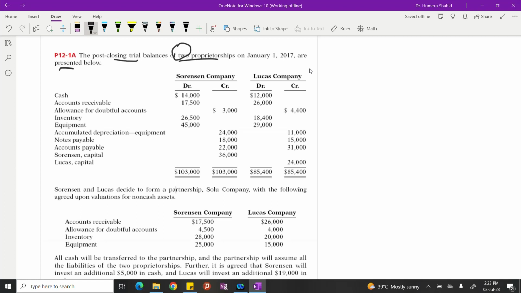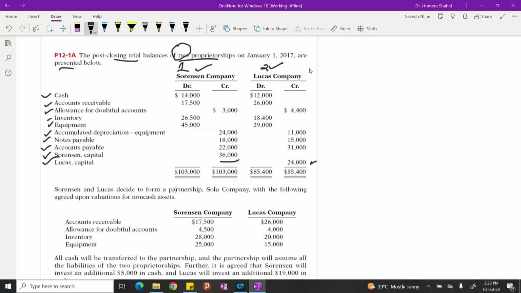This is Sorensen company and this is Lucas company. Remember, they are proprietorships, one owner companies. On January 1st these are their balances: cash, accounts receivable, allowances, inventory, equipment, and then accumulated depreciation, notes payable, accounts payable, and then Sorensen capital, of course, in his business, and Lucas capital in his business, and then we have a total. These are debits and credits.